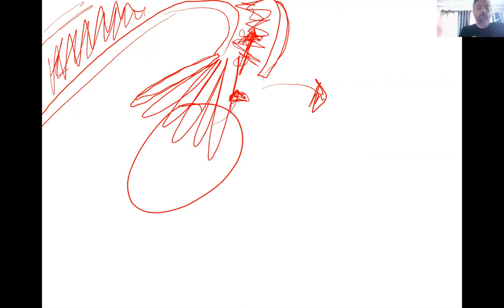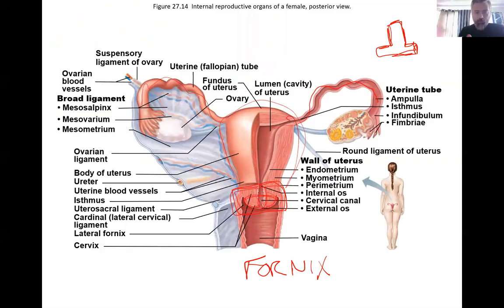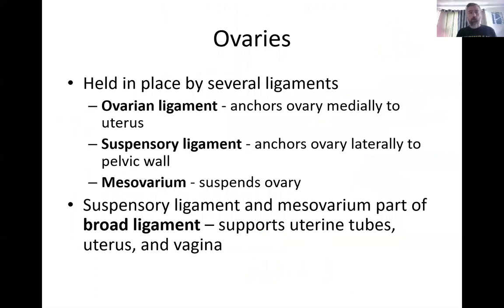So to help prevent loss here, you have these little finger-like projections that come out from the end of the fallopian tube. These guys right here, called fimbriae. Those surround the ovary and try to guide ovulated ovae into the uterine tube. They're not 100% successful, but that's what we try to do.